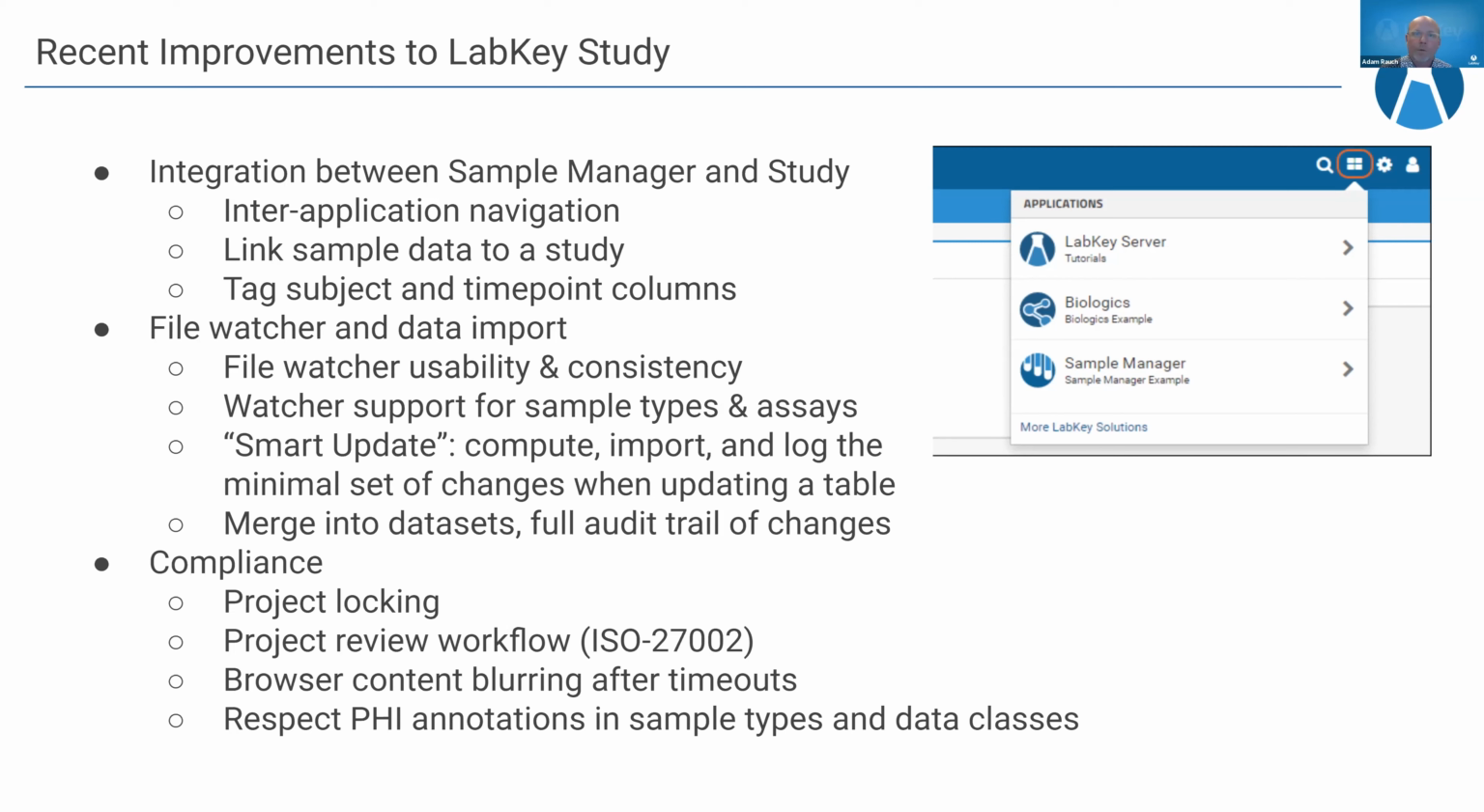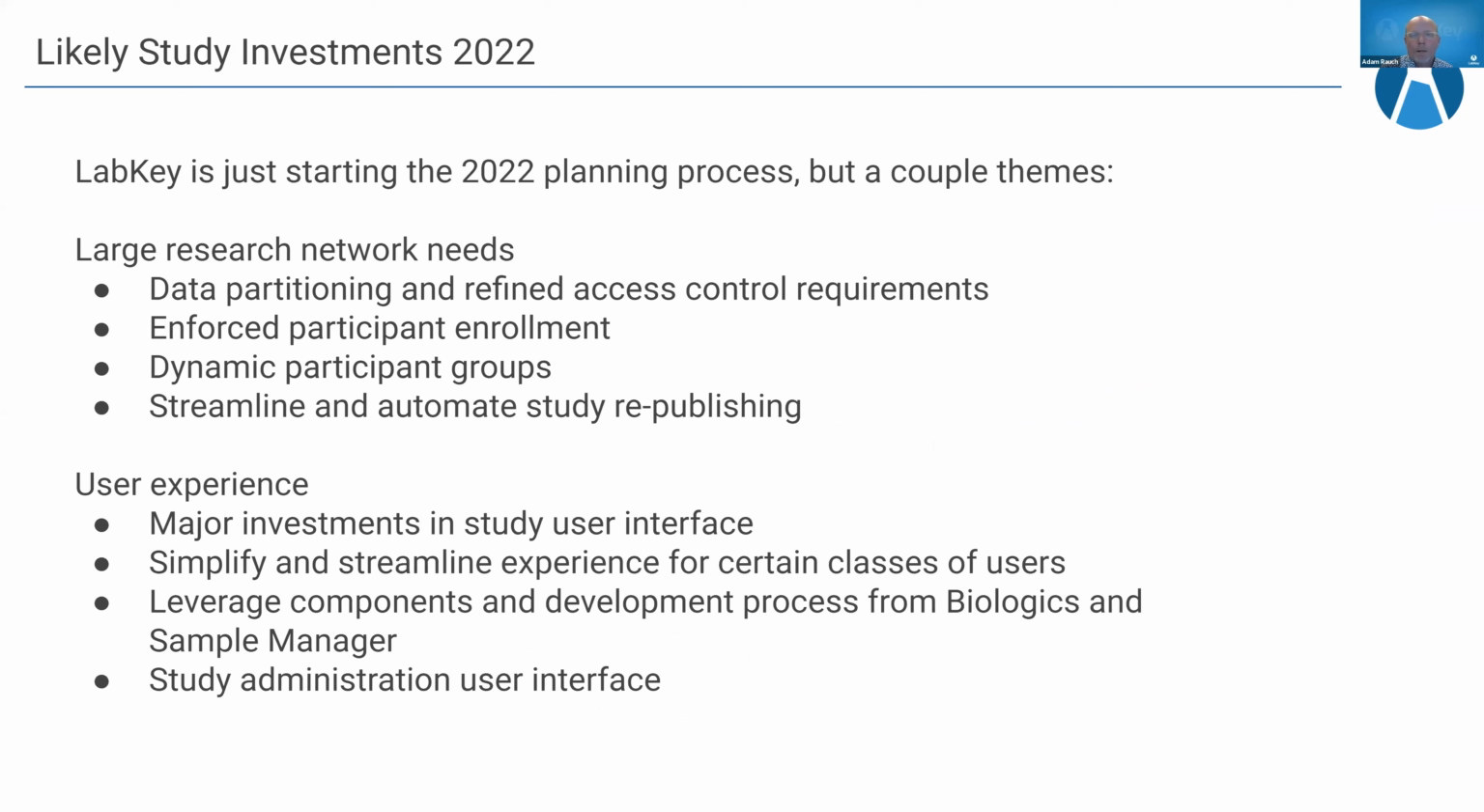So as I say here, we are starting our planning process for next year, but I'm fairly sure about a couple of themes that we're going to be investing heavily in next year. LabKey is already a very strong tool for large research networks, but we continue to get feedback. We have a lot of these organizations using LabKey, and they have some unique needs, and we're going to be working to address those needs in a variety of different ways with data partitioning and access control refinements, the way that participant groups and participant enrollment takes place, and perhaps some enhancements to our publishing mechanism to again make that more automated and fit in better with these research networks' workflows.